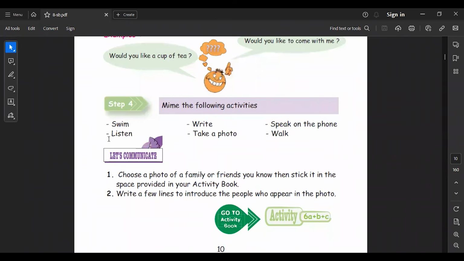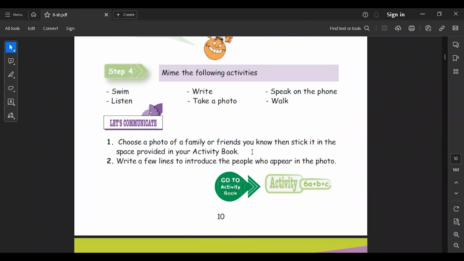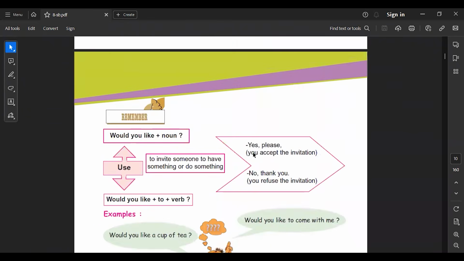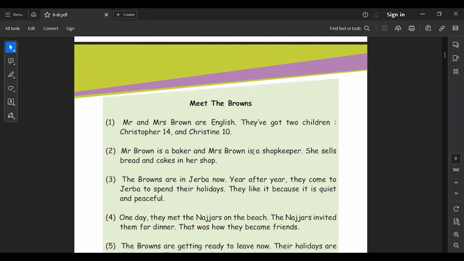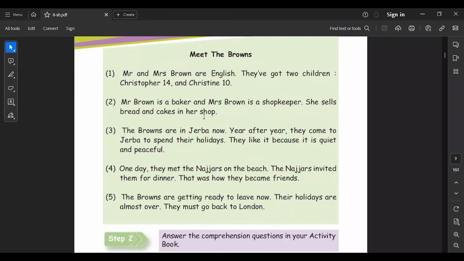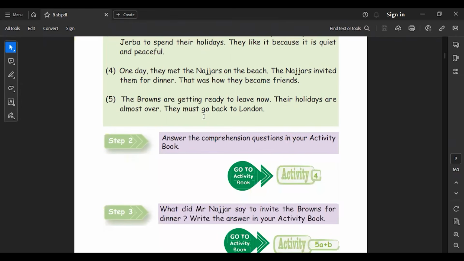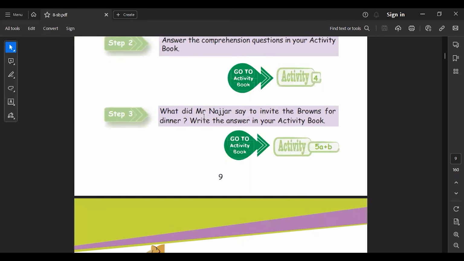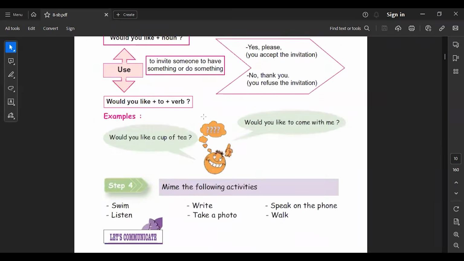You have swim, listen, write, take a photo, speak on the phone and walk. Okay, so try to imitate the verbs so you understand them. You have the activity book, if you are still on holiday, but you can imitate the activity book. So you're going to answer the comprehension questions. Read Meet the Browns again and work on the comprehension questions linked to it. My job is to explain the student book to you and you work in the activity book.